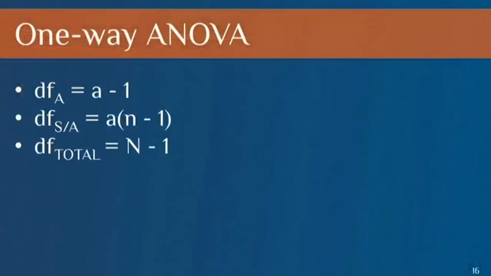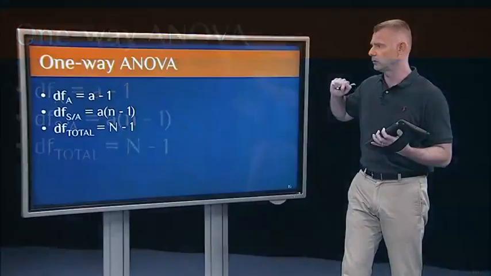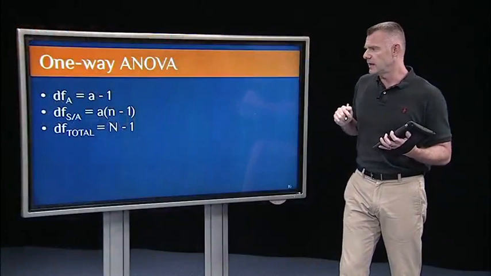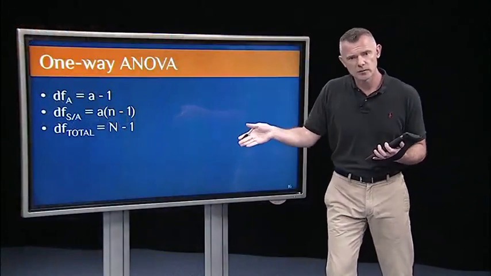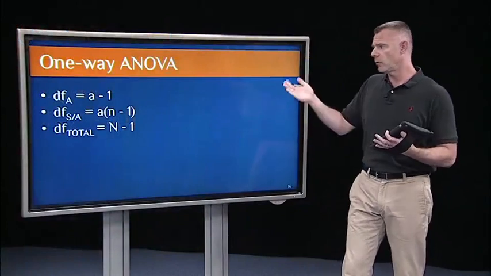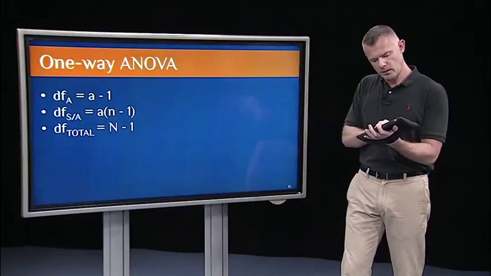Again, degrees of freedom is the number of values that go into that variance term minus 1. So number of levels of the independent variable minus 1. So in our working memory training example, that's just 4 minus 1, or 3. DF S within A is the number of subjects in a group minus 1, times the number of groups. And that will add up to the total.